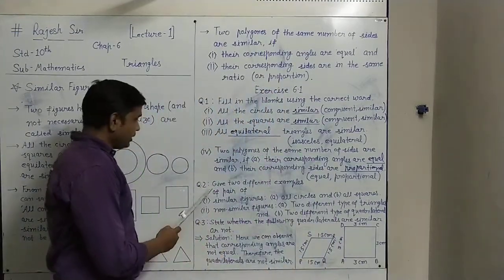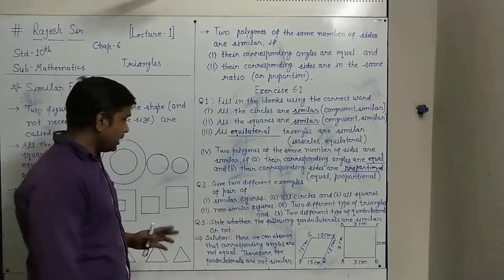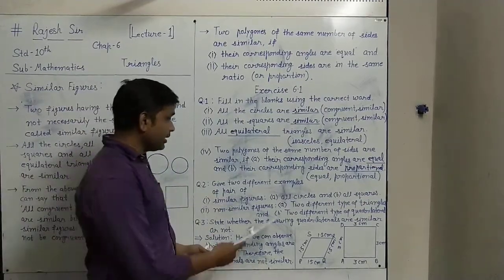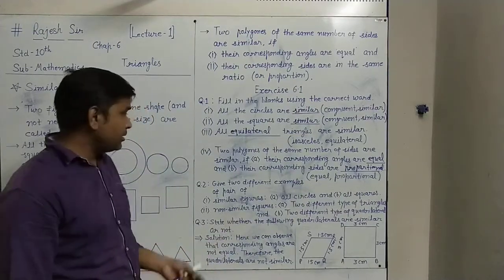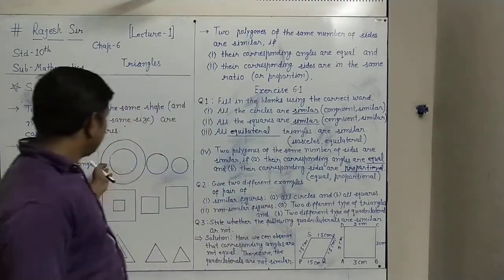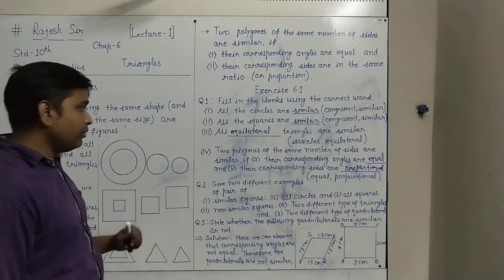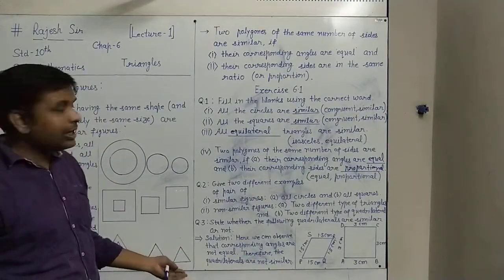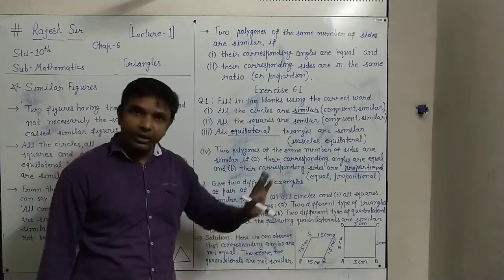Now question number 2: give two different examples of pairs of similar figures. I can give all the circles. Two circles are always similar figures because they have the same shape and different size, no matter, same shape, so they are always similar figures. All the squares also, all the equilateral triangles also we can write, but the question asks for only two different examples, so two examples are written here.